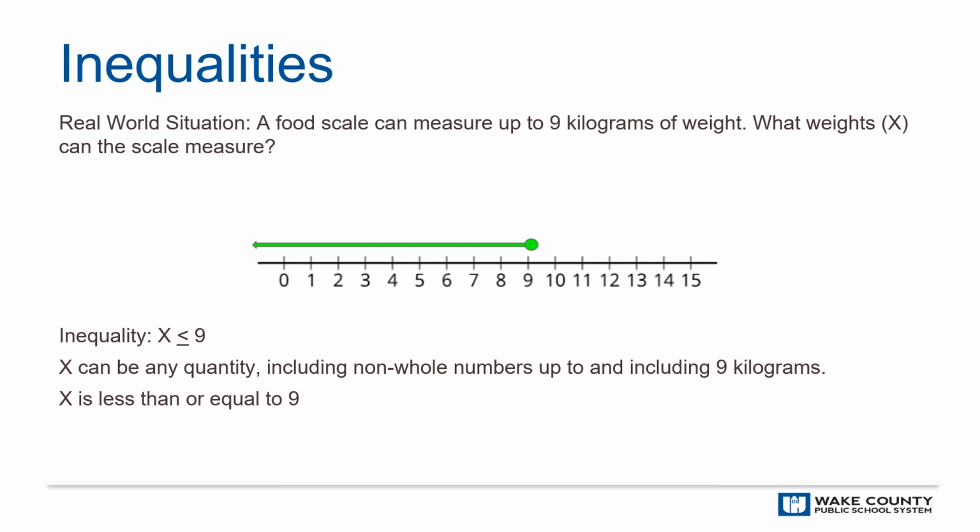Real world situation. A food scale can measure up to 9 kilograms of weight. What weights, which is x, can the scale measure? If you put the dot at 9, all the weights that are less than 9, and including 9, would be options for an answer. The inequality is x is less than or equal to 9. X can be any quantity, including non-whole numbers, up to and including 9 kilograms. This includes decimals and fractions.